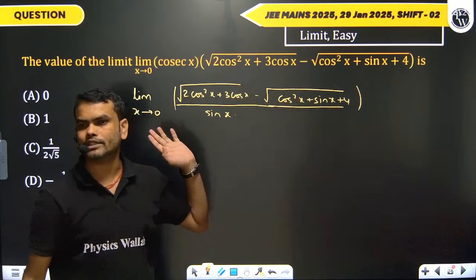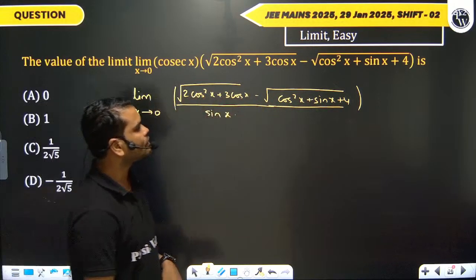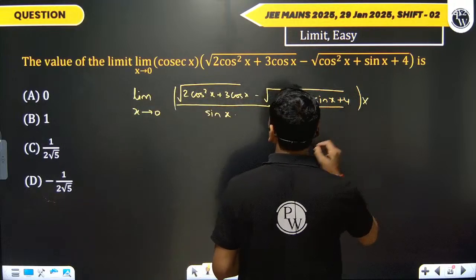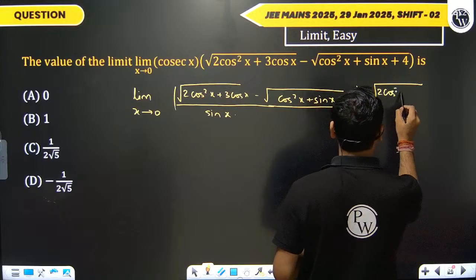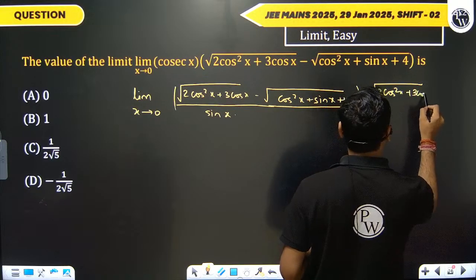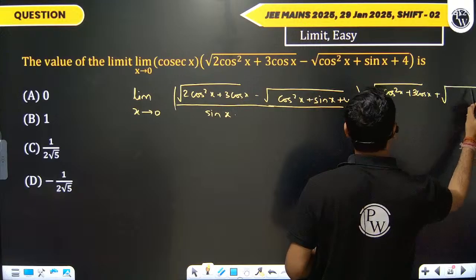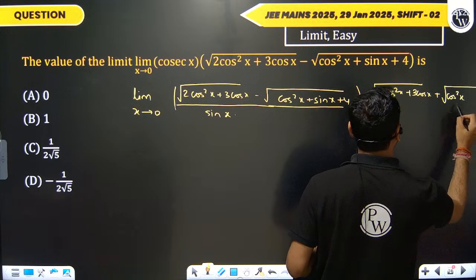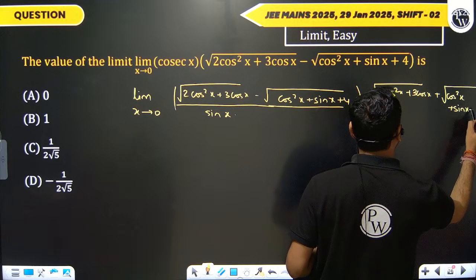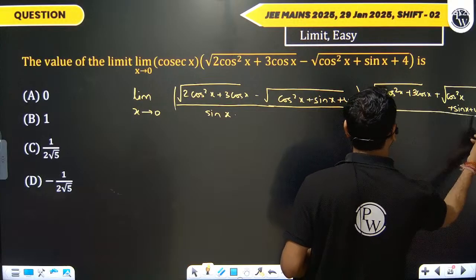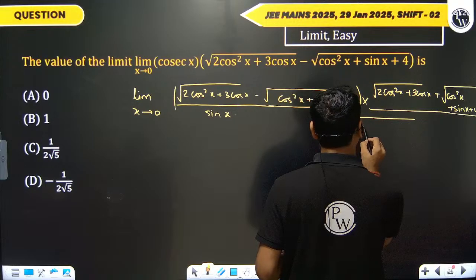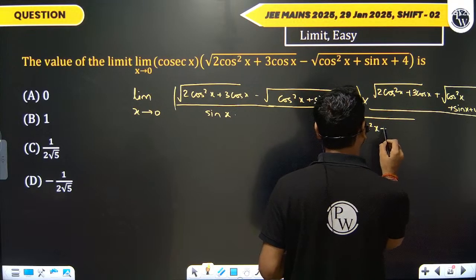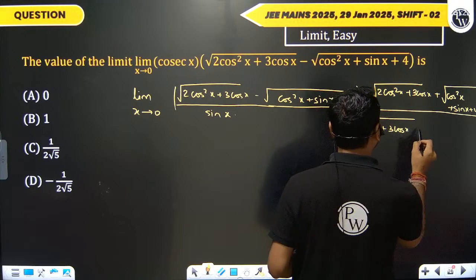It is of 0 by 0 form. Since there is a root, first of all we will rationalize it. So we will multiply 2 cos square x plus 3 cos x plus sin x, and then cos square x plus sin x plus 4, divided by the same quantity. It will be defined, so no need to worry, we can directly put the value as well.